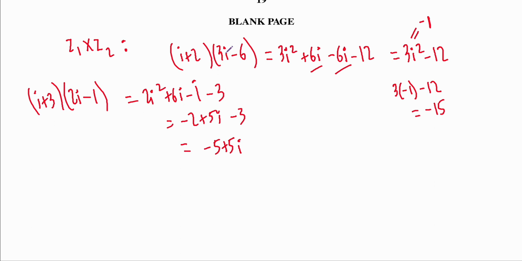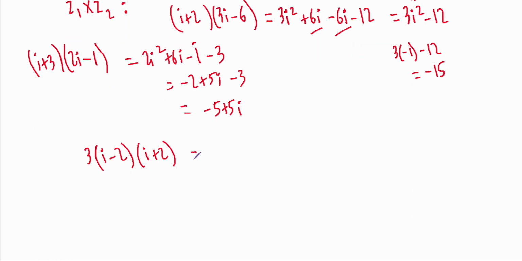So think about it. I gave you 3i minus 6 and I gave you i plus 2. That is actually 3 times i minus 2 times i plus 2. Because this can be factorized, right? You can factorize this as 3 times i minus 2. So now this is basically 3 times i plus 2 and i minus 2. Now what do we get? Look, this is the difference of two squares, but now we're working with complex numbers instead.